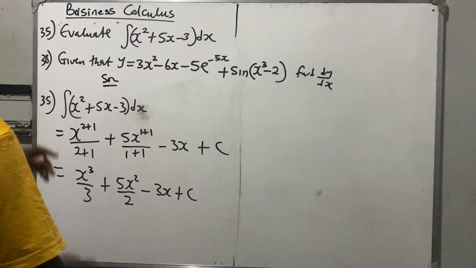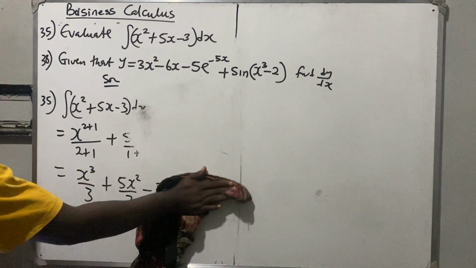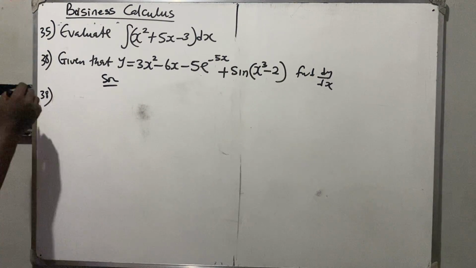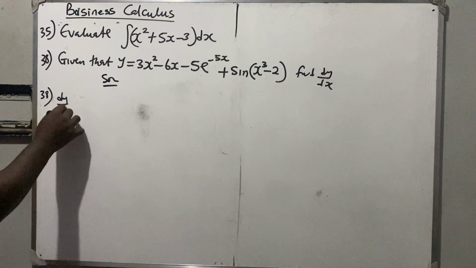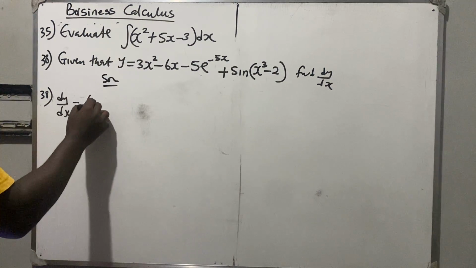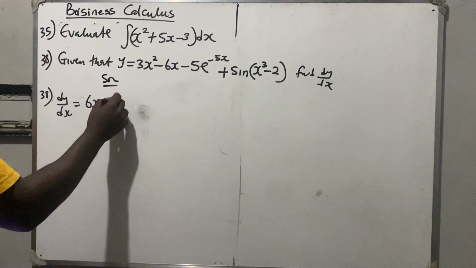Very simple. So we go to the next one. We want to find dy/dx for the last one, question number 38. So dy/dx is simply, don't forget I told you, multiply by the power, remove 1 from the power. So here is just 6x. This one will give us just 6.